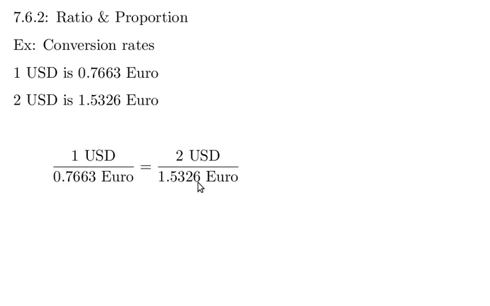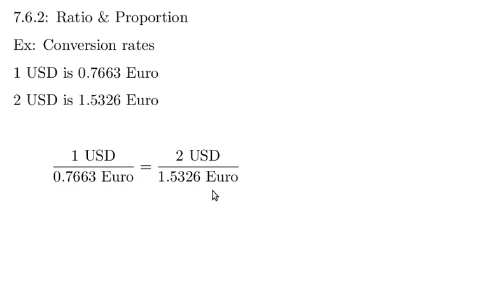If you divide these out, they're going to work out to be the same thing, because if we double the amount of, so let me put this: we have $1 for every 0.7663 euros. So that means if we double the amount of US dollars, we'll have $2 for 1.5326 euro. So that means the ratio stays the same no matter how many US dollars you have. And we can use this knowledge to do our own conversions.